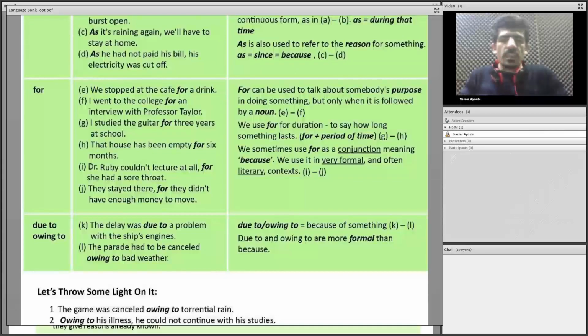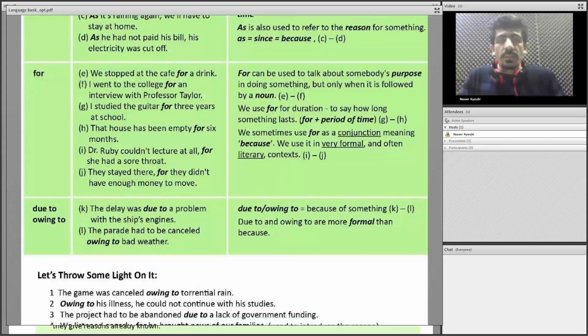For has got different uses and meanings as well. E, we stopped at the cafe for a drink. Gives the reason why they stopped. F, I went to the college for an interview with Professor Taylor. G, I studied the guitar for 3 years at school. It talks about time. H, that house has been empty for 6 months. Again, it introduces a time frame.